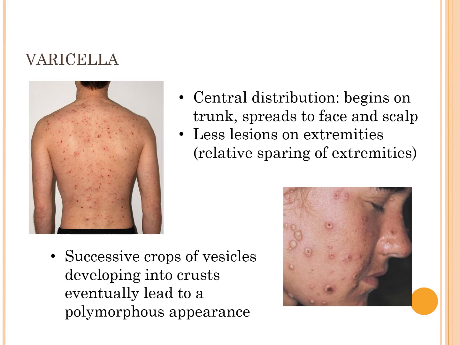Now, the successive crops of vesicles developing into crusts over several days, and not all at one time, eventually lead to a polymorphous appearance of lesions where you see on the patient's skin a mixture of vesicles, crusts, scabs, and pustules, all at one time.